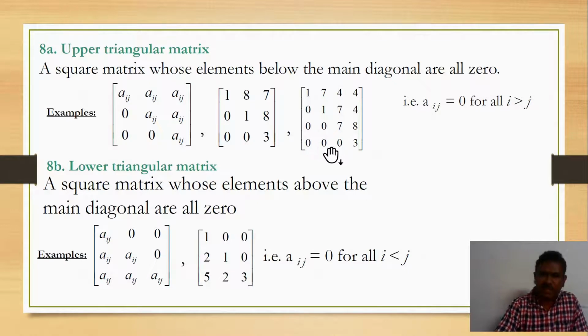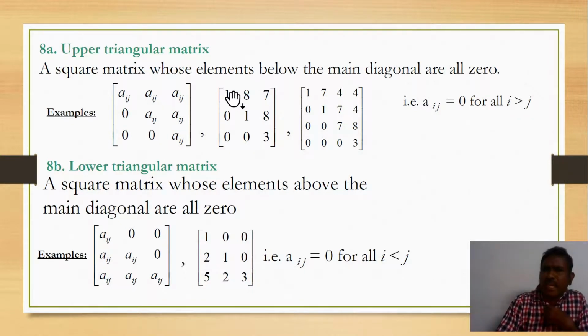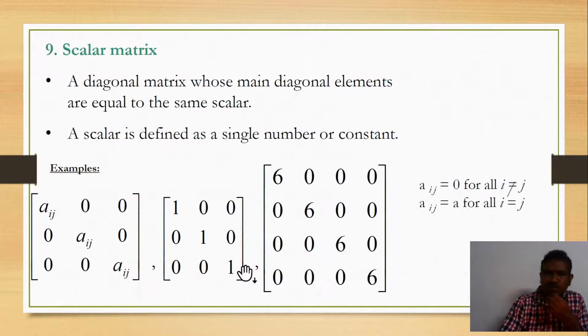Therefore, it is known as the upper triangular matrix. Similarly, the lower triangular matrix is a square matrix whose elements above the main diagonal are all 0. See, this is the main diagonal or principal diagonal, and above this, 0 is there. So the common definition: the upper triangular matrix has the elements below the main diagonal as 0. The lower triangular matrix has the elements above the principal diagonal as 0.